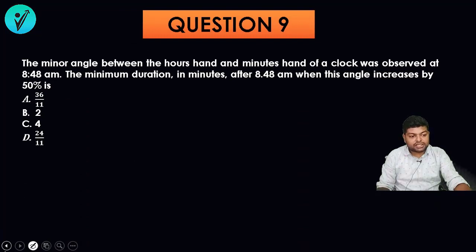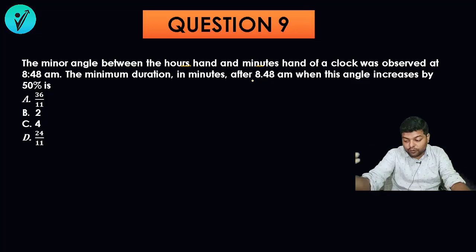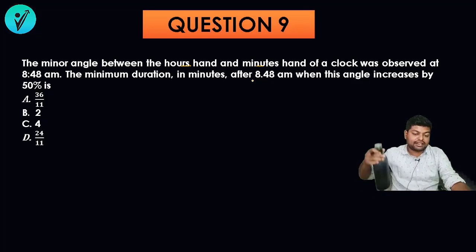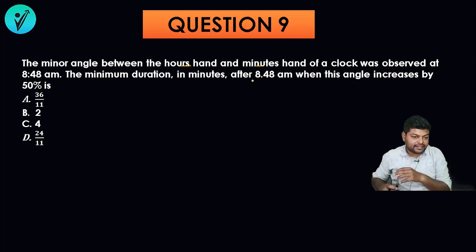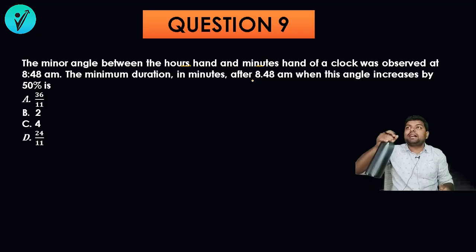Question number 9. So question number 9 is from TSD. It's from clocks. The minor angle between the hour hand and the minute hand of a clock was observed at 8:48. The minimum duration in minutes after 8:48 am when this angle increases by 50 degree is. Meaning after what time, whatever angle you are having, suppose the current angle, let it be 50 degrees. So 50 degrees further increases by 50%, means the present angle should be 75. So after how much time will that happen?